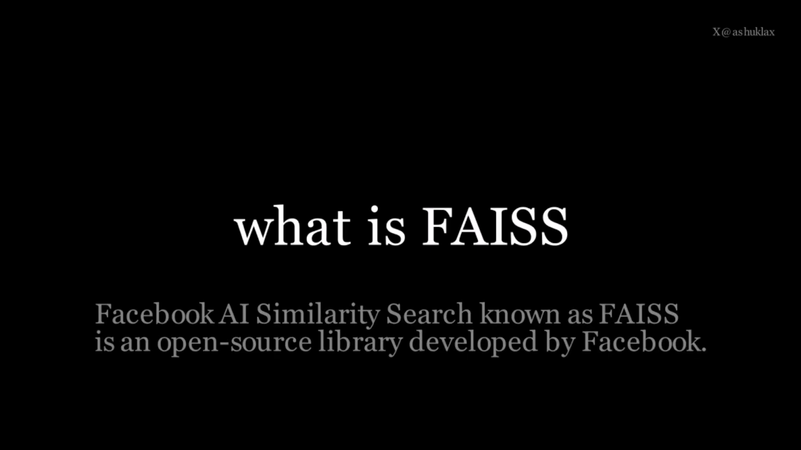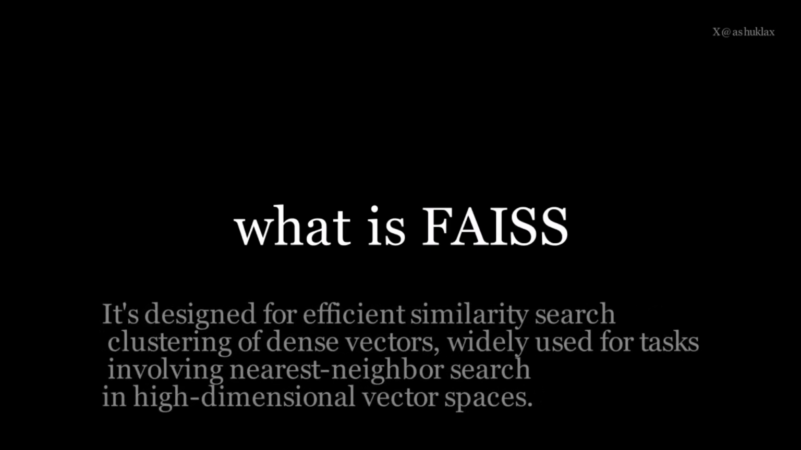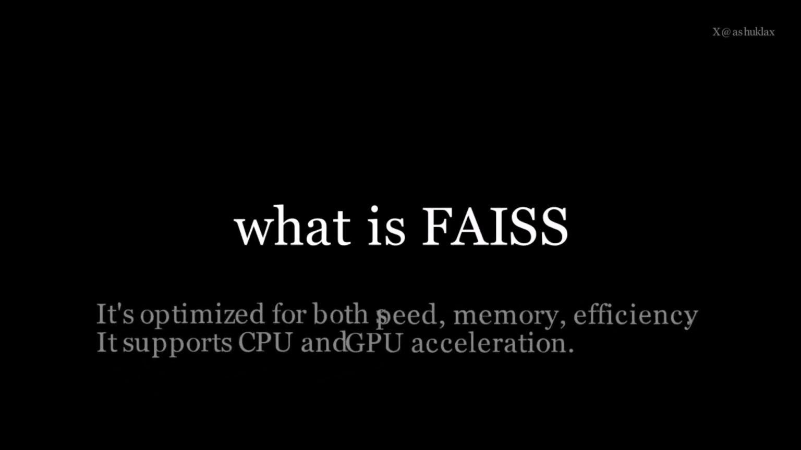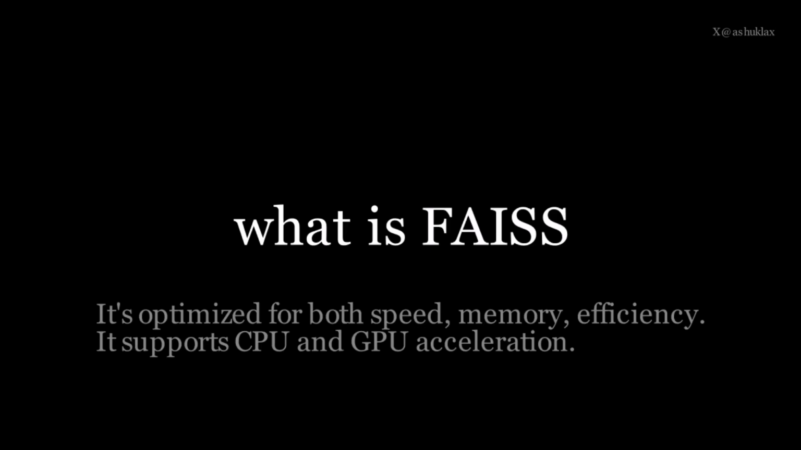First, let's talk about FAISS. What is FAISS anyway? FAISS stands for Facebook AI Similarity Search. It's an open-source library developed by Facebook, designed for efficient similarity search and clustering of dense vectors. It's widely used for tasks involving nearest neighbor search in high-dimensional vector spaces. FAISS is optimized for both speed and memory efficiency, and it supports both CPU and GPU acceleration.